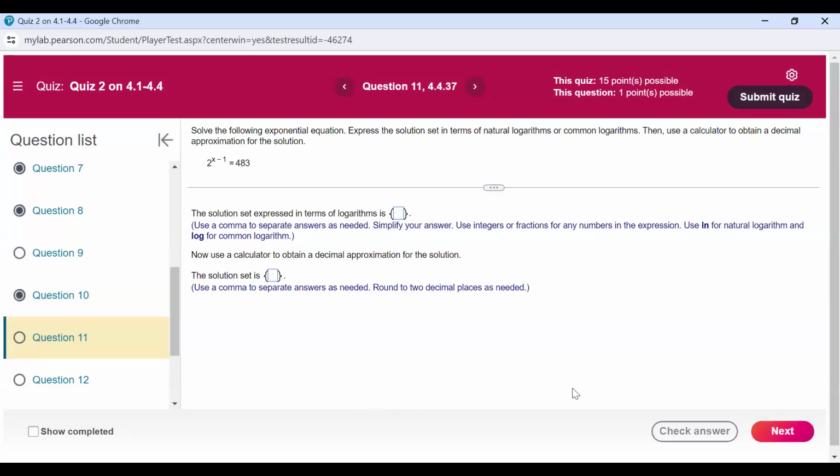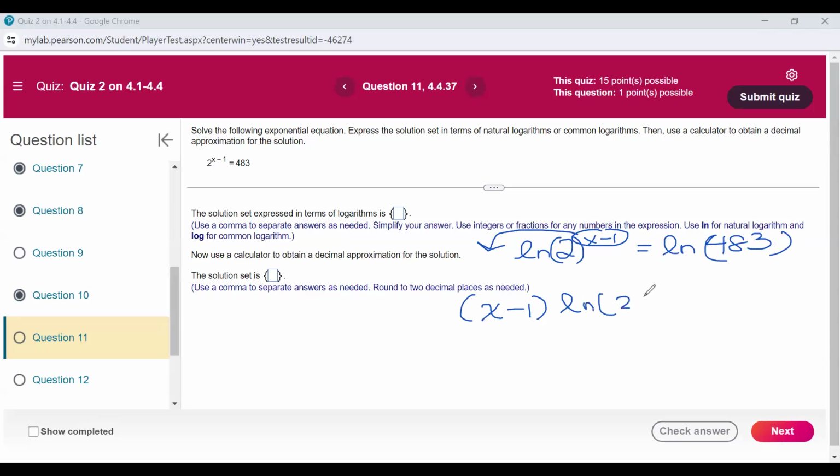Okay, for this one, again, solving the exponential equation, 2 to the x minus 1 equals 483. Whenever it's not a base 10, I like using ln or natural log. And so I'll do ln to both sides here. So ln of 2 to the x minus 1 equals ln of 483. Using the power rule, the x minus 1 comes in front of the ln. When it does, you have to make sure you put the x minus 1 in parentheses.